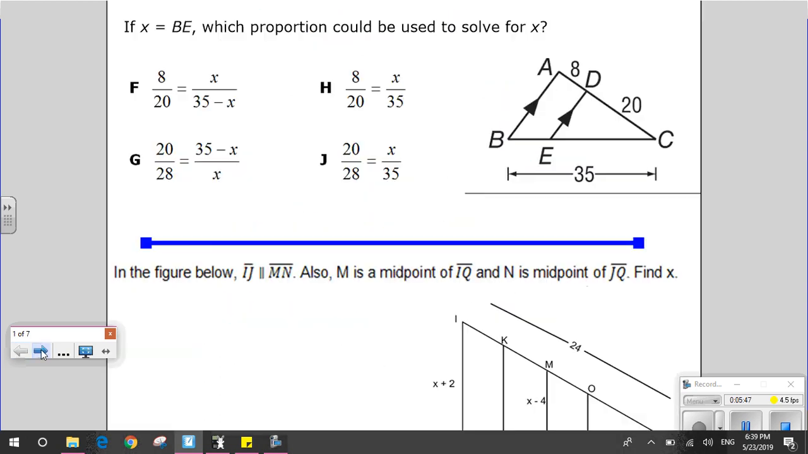All right, the next one. If x equals BE, let's put it on our picture. Which proportion could be used to solve for x? So since our triangle has some parallel lines, that causes proportionality amongst the sides.